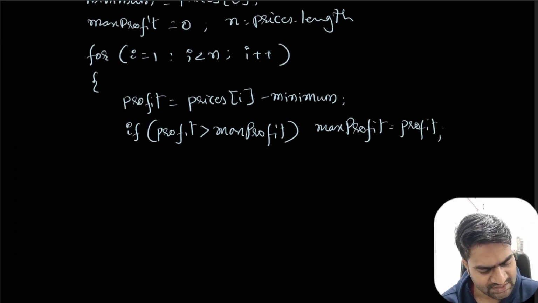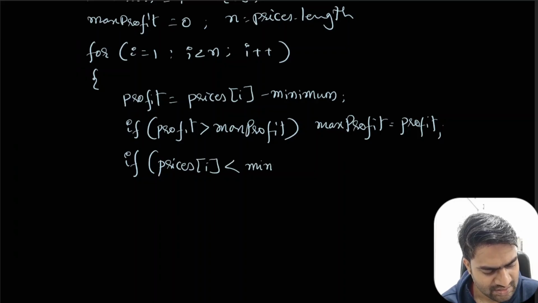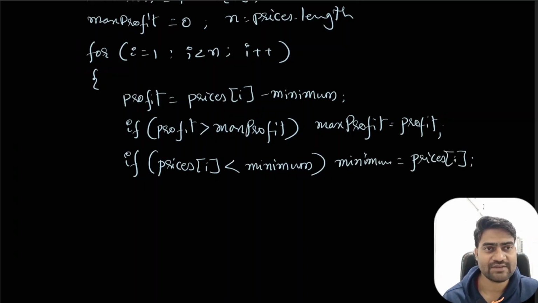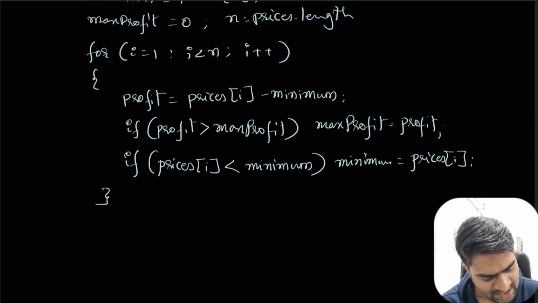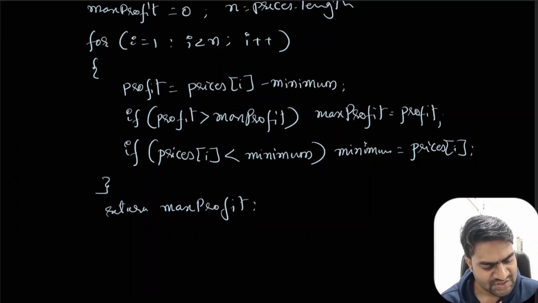Okay. So after this, I will check if my current value, which is prices of i, is less than my minimum, then I will have to update minimum equal to prices of i. So this way I will keep on updating the minimum value and the max profit. And finally, I will return my max profit. Okay. So if you see, we are using only one iteration.